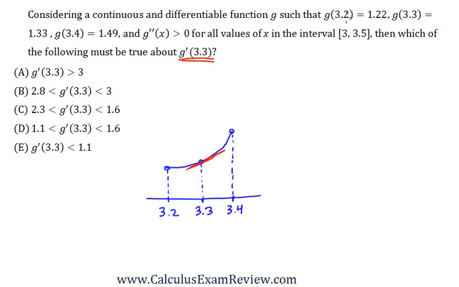And we know g of 3.2, so we know this value, it's 1.22. We also know g of 3.3, so that's 1.33. And we know g of 3.4, which is 1.49. We also know that g double prime of x is greater than 0, which tells us that the function is concave up. So that's why it looks like this.